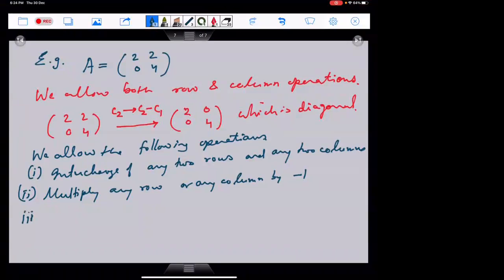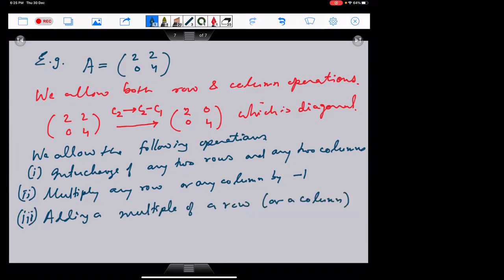Third, adding a multiple of a row or a column to another row, respectively another column, not the same column. So these are the operations we are going to allow.